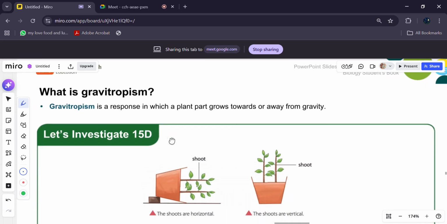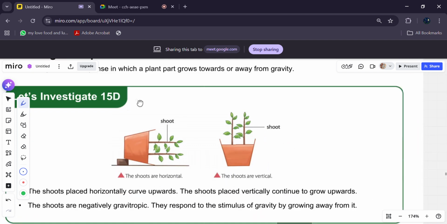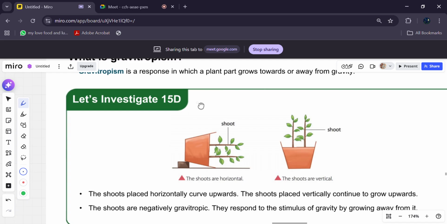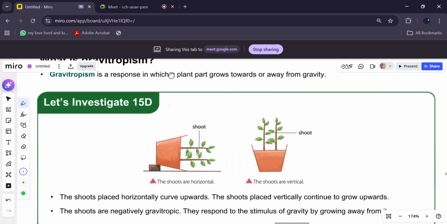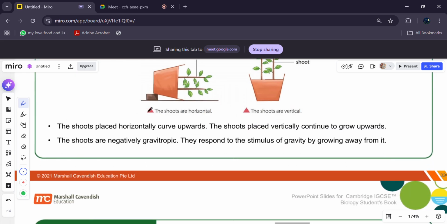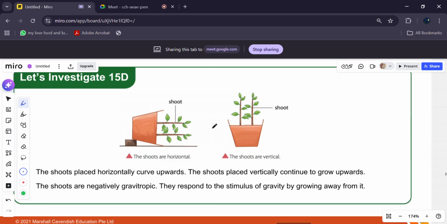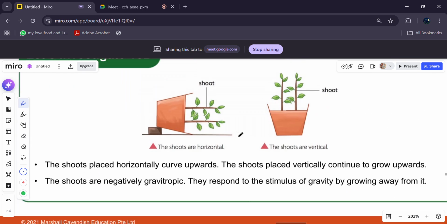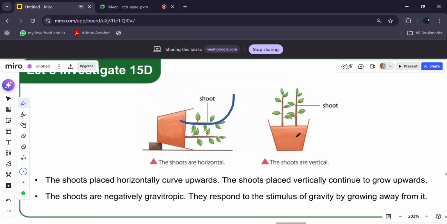Now let's go to gravitropism, another type of tropism. Gravitropism, also known as geotropism, is the response in which a plant part grows towards or away from gravity. So the shoot grows upwards or downwards depending on where the gravity is. In this experiment, you can see that the plant shoots are horizontal, and here the shoots are vertical. The shoots placed horizontally curve upwards. They grow like this, while the shoots placed vertically also continue to grow upwards.